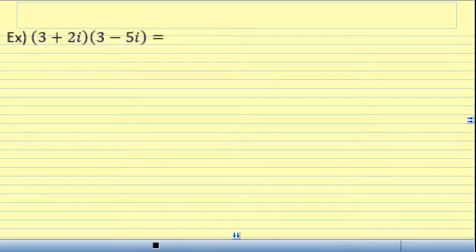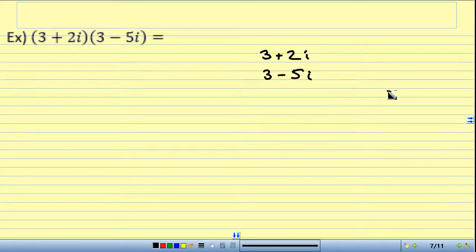So next, you have 3 plus 2i times the quantity of 3 minus 5i. For this, like I said, you can treat it like you do your variables. So I'm going to use the stacking method for multiplication that I showed you guys. And please, by the way, use it. So I have 3 plus 2i times 3 minus 5i.